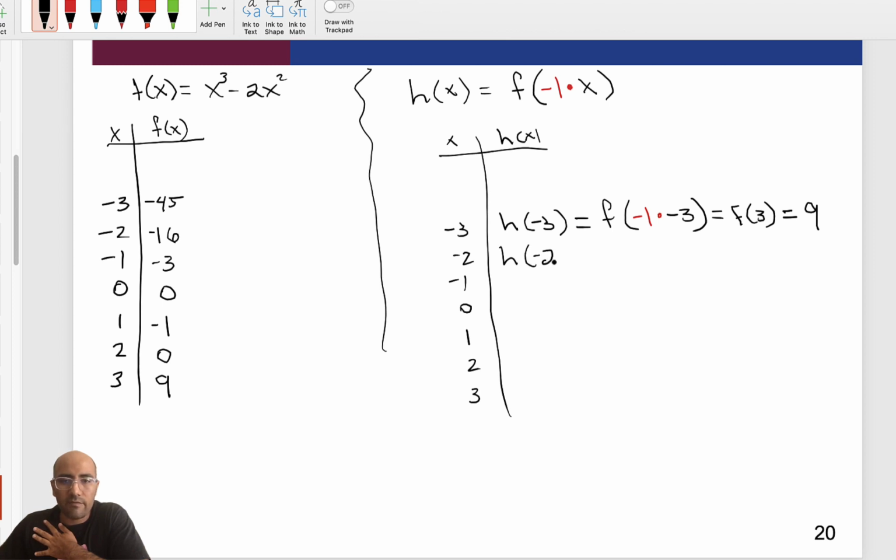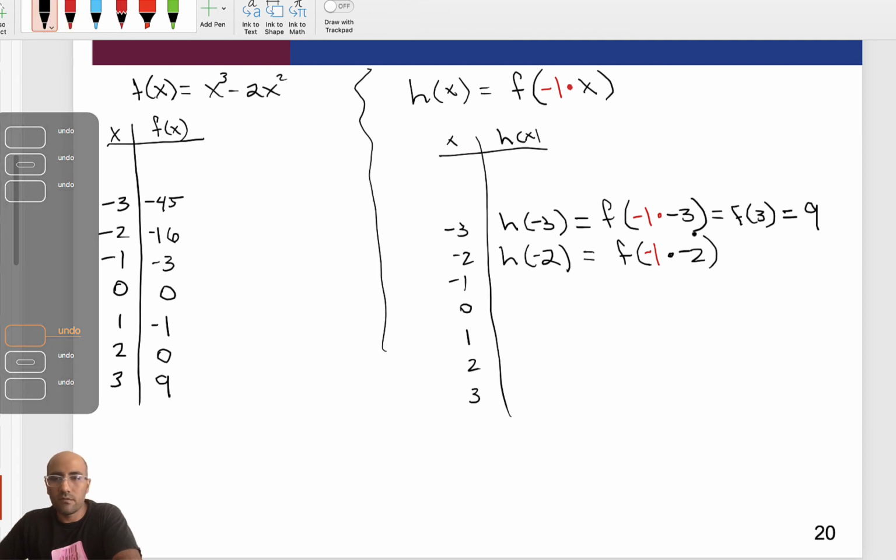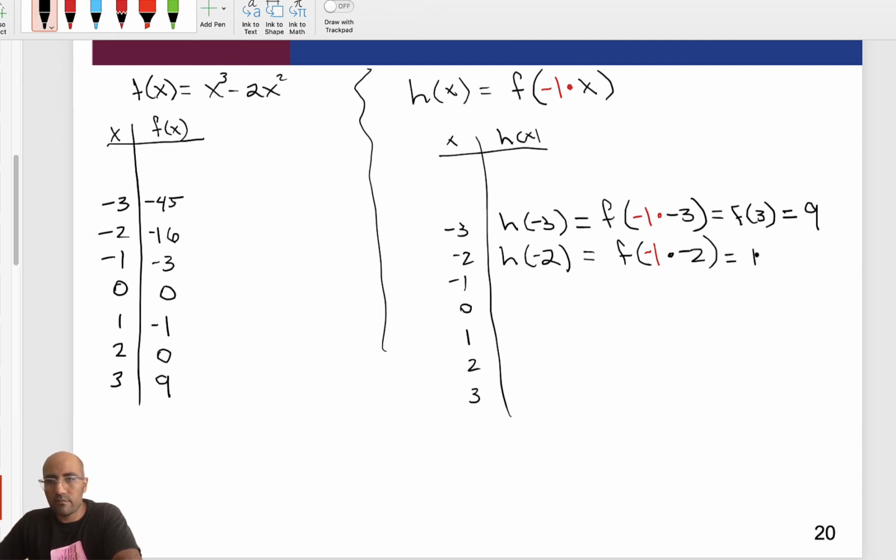h of negative 2 equals f of negative 1 times negative 2, right? So there's a negative 1 here. And now negative 1 times negative 2 equals positive 2. f of 2.